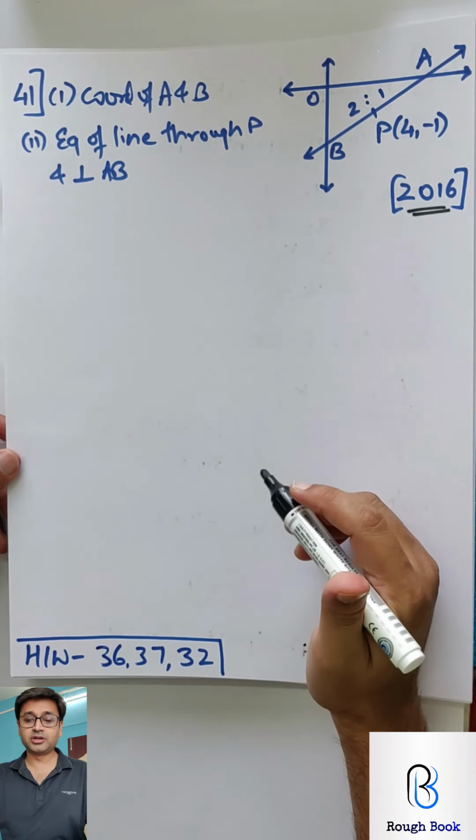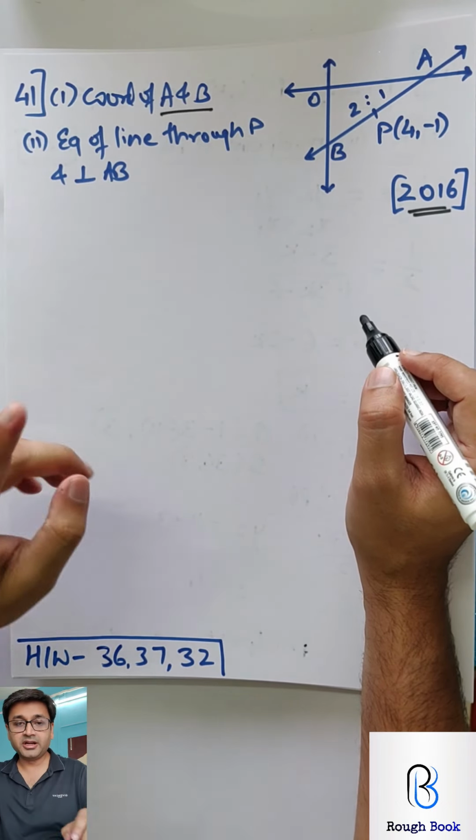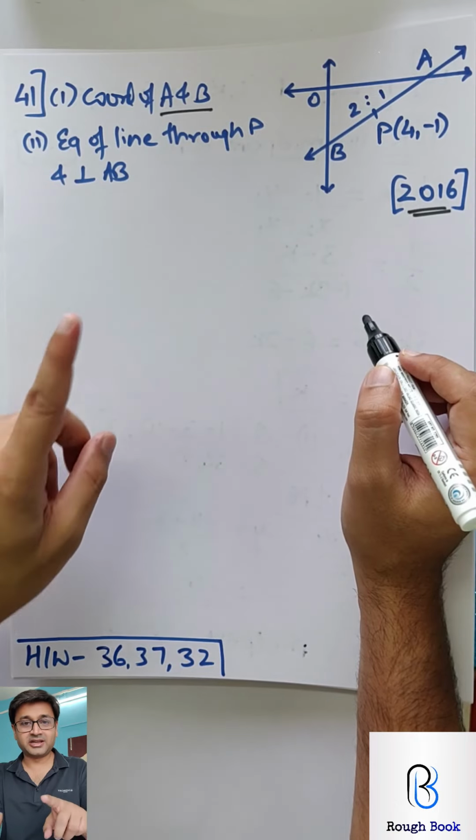2016, last sum of the whole chapter. Come on, everyone should give me your best shot on this one. Coordinates of A and B is what you need to find. The only trick which they've played. Solve. If you get it wrong, come back, then I'll tell you why.